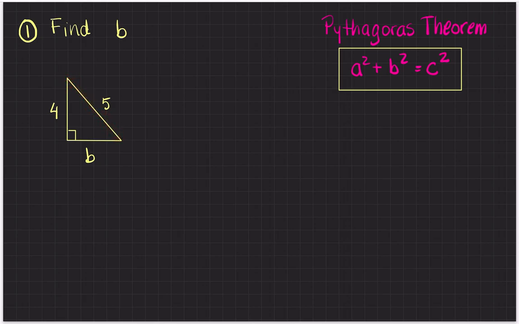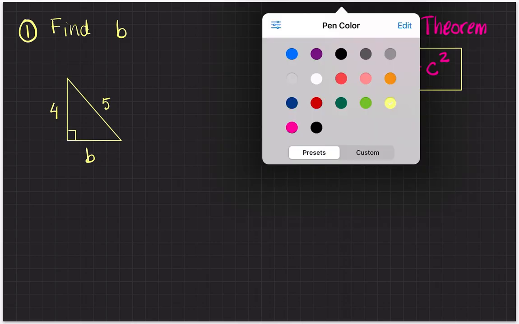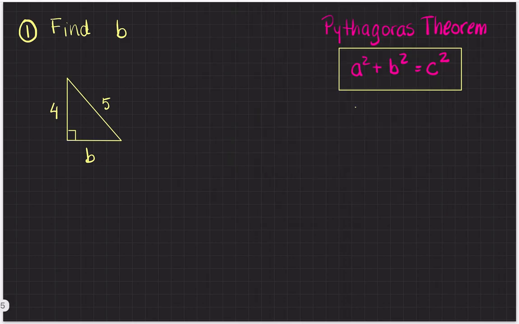So now I'm going to plug in these values here. So A, I'm going to call it 4, one of the legs. Then I have the other leg, which is B, so B squared. And then my hypotenuse, which we already saw was 5, so 5 squared. So now I need to find the value for B.